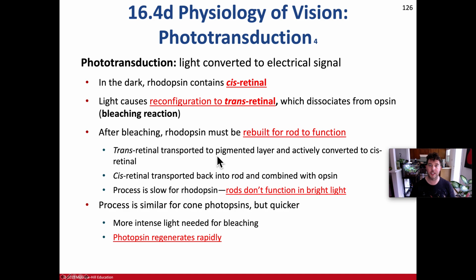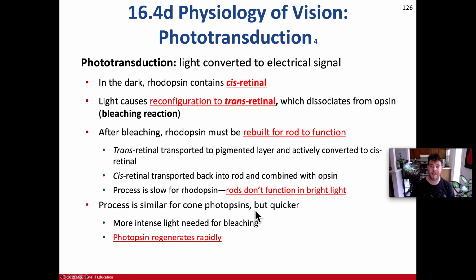So to be able to transmit light signals, it has to be put back together into this cis-retinal form. And this is a very slow process. Once the rods are bleached, it can take, I think, up to 30 minutes sometimes for us to readjust back to the light. So the rods don't function well in bright lights.